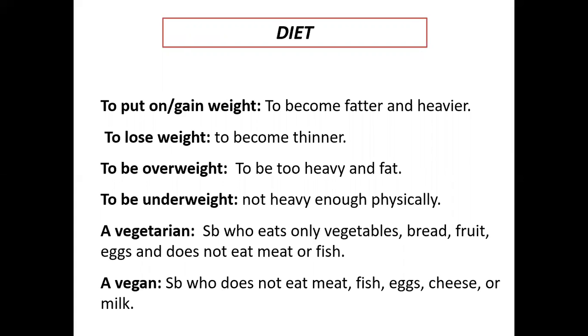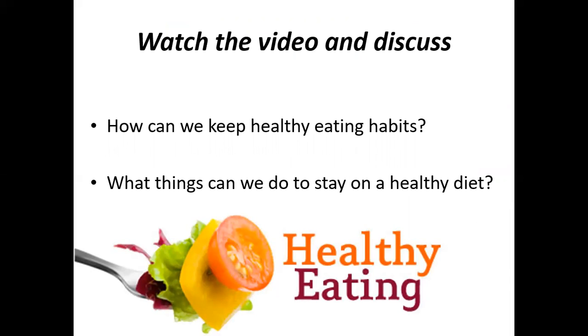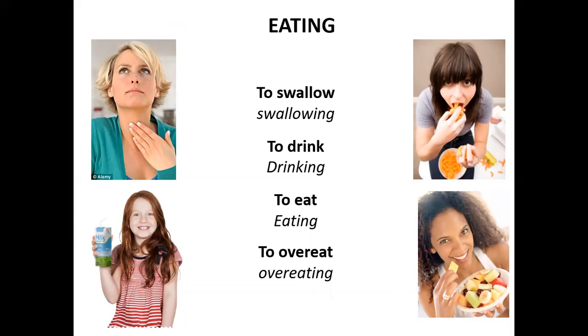We have got some combination phrasal verbs when we talk about diet. To put on weight, to gain weight, is to become fatter. To lose weight means to become thinner. To be overweight means to be very heavy and fat, and to be underweight means not heavy enough physically. A vegetarian is somebody who eats only vegetables, bread, fruit, eggs, and does not eat meat or fish. But a vegan is someone who doesn't eat meat, fish, eggs, cheese, or milk. There are some videos you can watch about this. Some eating vocabulary that you know: to swallow, swallowing, to drink, drinking, to eat, eating, to overeat, overeating.